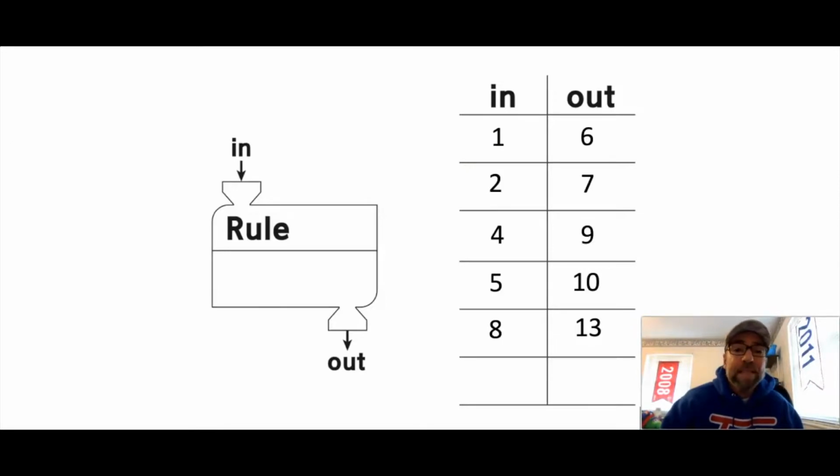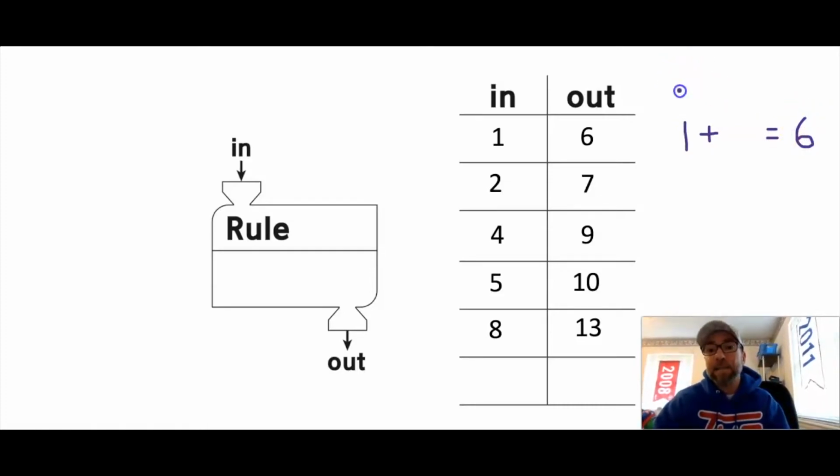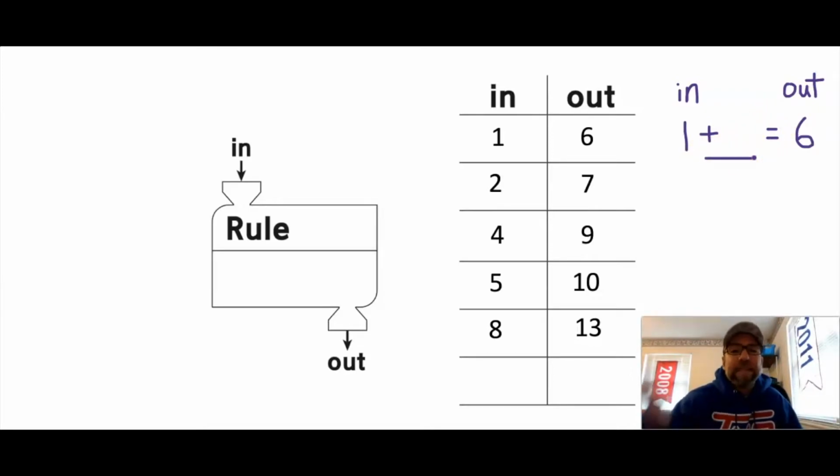Well, remember that this is just like a number model. We are starting with the number 1. We're adding something because we're getting bigger. And we're going to end at the number 6 because the in box is like my start and my out box is the end. And my change is the rule. So what do we have to add to the number 1 to get to 6?